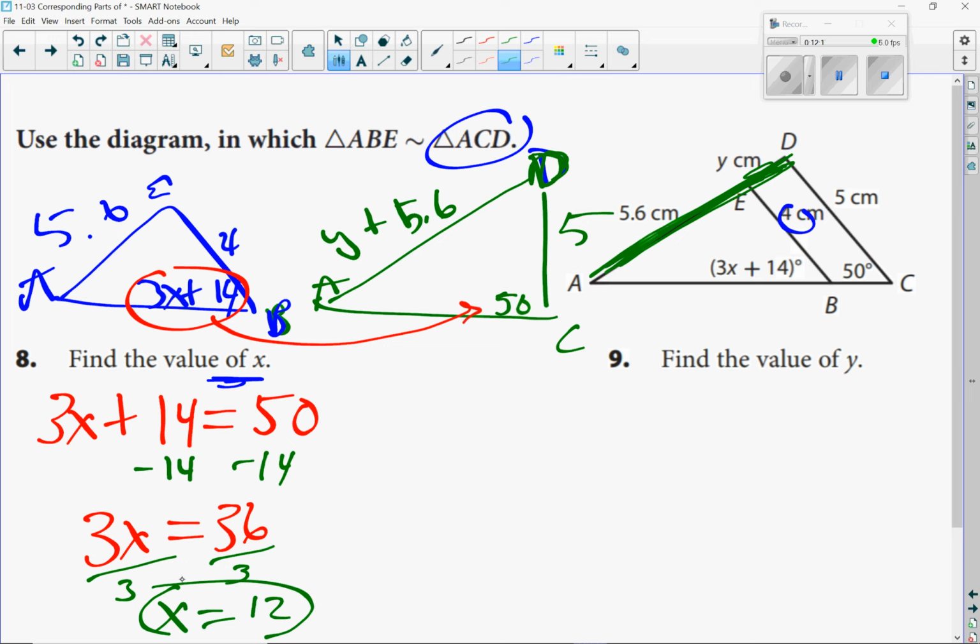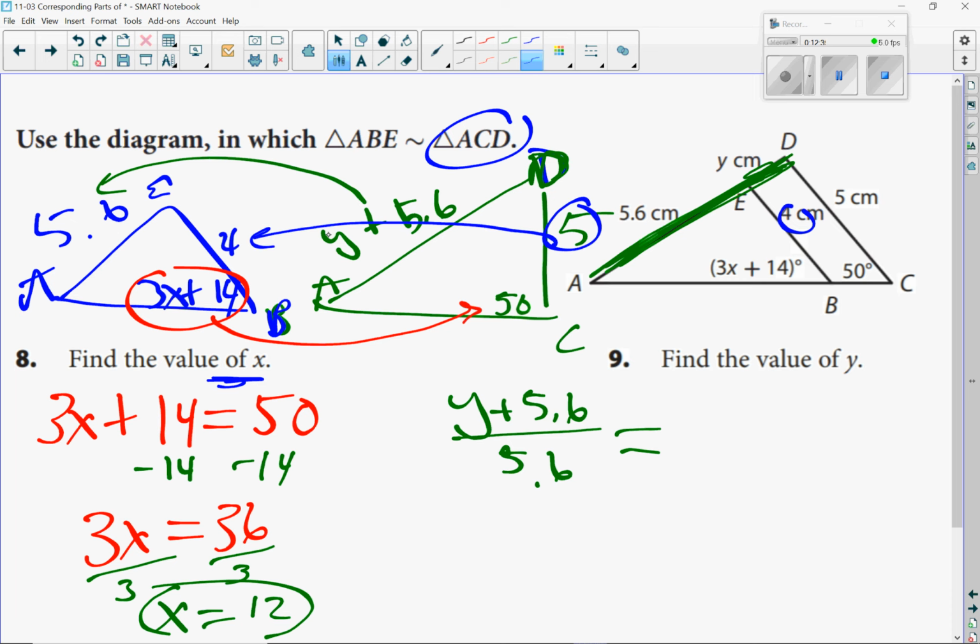Right? Now, finding the value of y. Y has to do with the side length, so I can't just set this equal to that, right? These things are not equal, they're proportional to each other. So I can match this up and do y plus 5.6 over 5.6, and that has to be equal to, I got to go in the same direction, 5 corresponds with the 4. So 5 over 4.